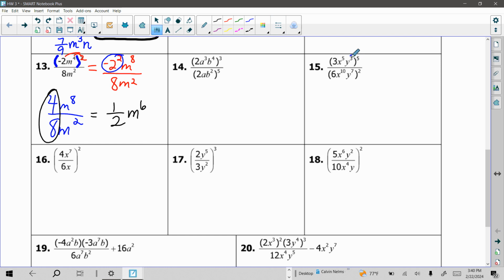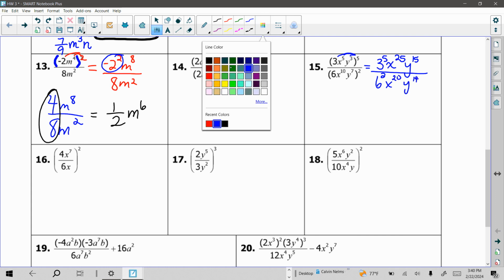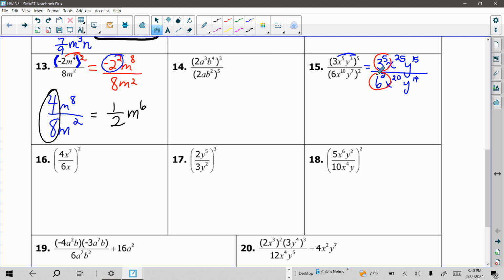You need to distribute that 5 to each term. That would be 3 to the 5th power. Now x to the 25th power, y to the 15th power. And I have to do the same thing for the bottom. This would be 6 squared, x to the 20th power, y to the 14th power. And now we just need to simplify our coefficients. So 3 to the 5th power is 243. Everything else is going to remain. And then 6 squared, that's just 36.